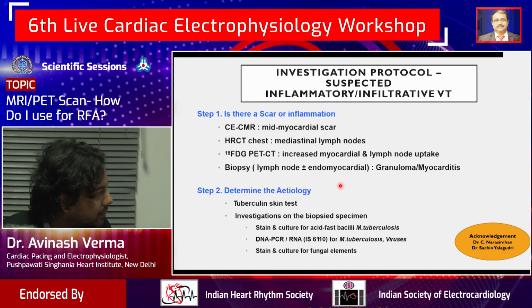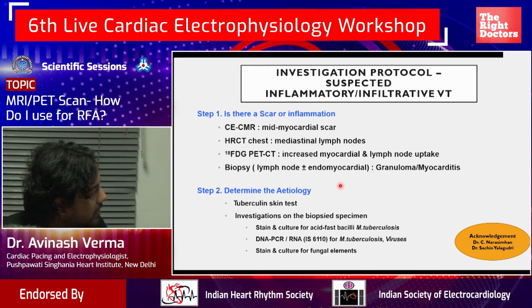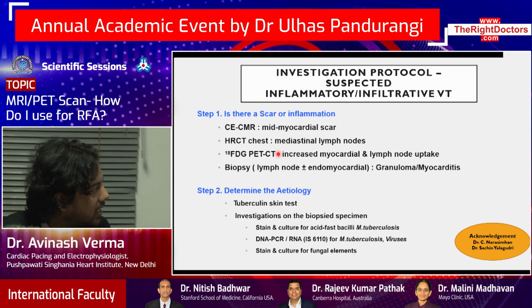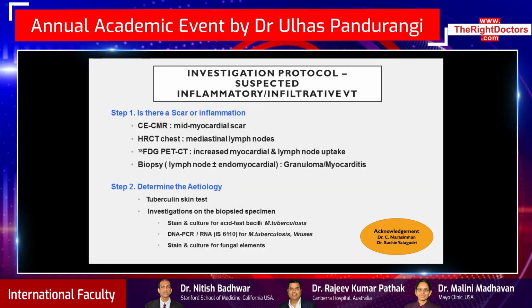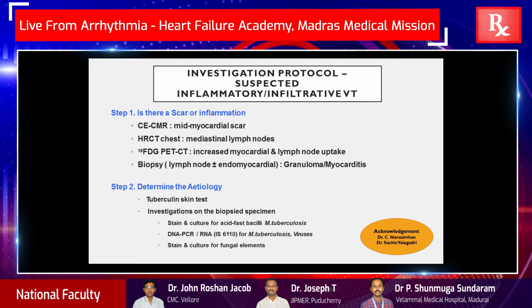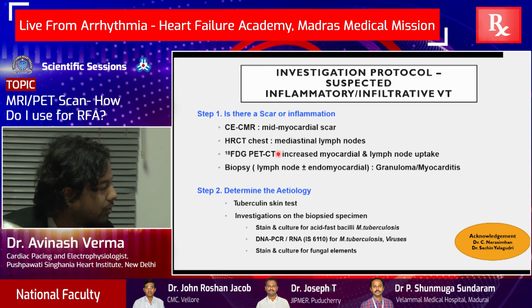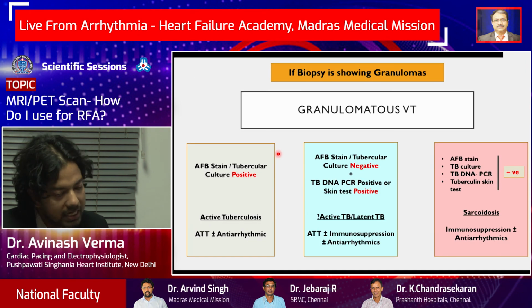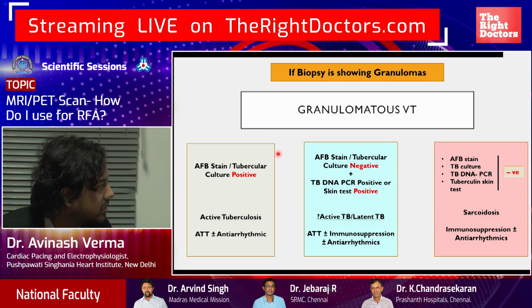Again, I thank Dr. Narasimhan's group for the data for this. MRI and PET are both very useful for VT ablation in this subset, for any inflammatory VT. So number one, you have to see scar inflammation, which you can see by T2-weighted images by seeing edema, and by PET seeing the hot scar. And number two is determining the etiology, whether it is sarcoid or tuberculosis. You can do that by various methods, and then you have to do a biopsy. If it is a granulomatous VT, then you give ATT, you give antiarrhythmics, you give immunosuppressants.